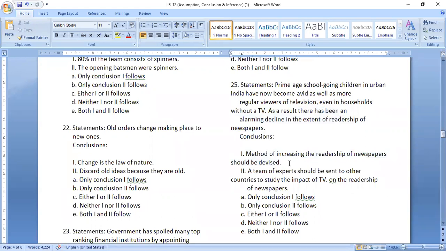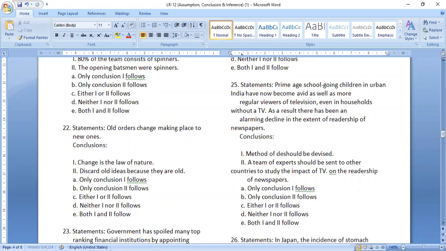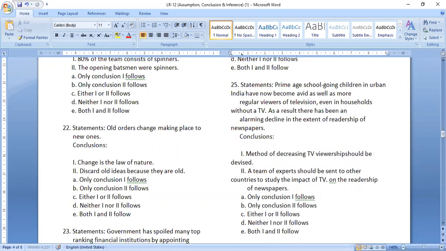So we can't argue that increasing readership could decrease television. Yeah. I suppose that could be argued too. So I suppose if the option were that a method of decreasing TV viewership should be devised, then what would your answer be? Yeah, then it makes sense. Both of them are linked together, right?